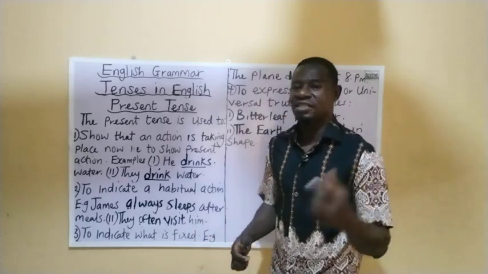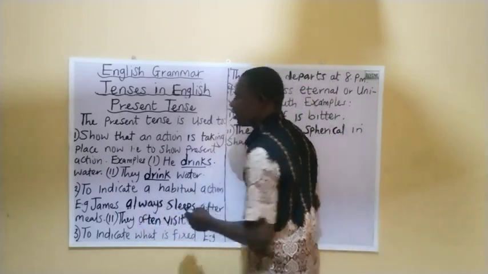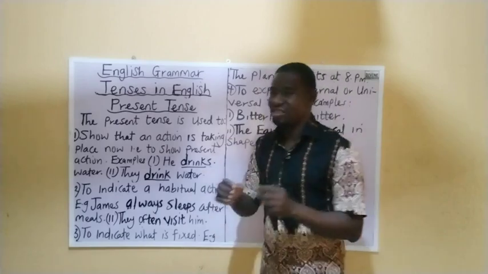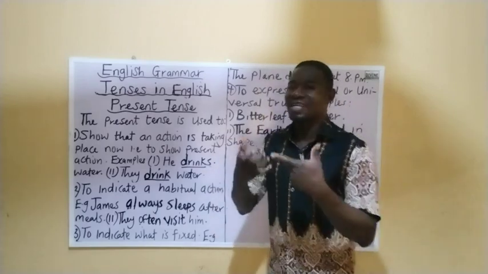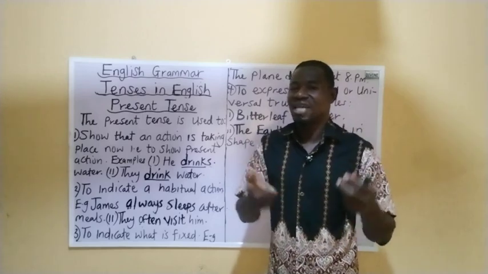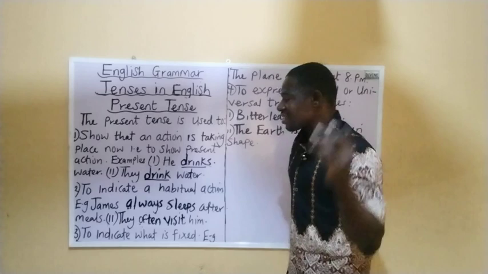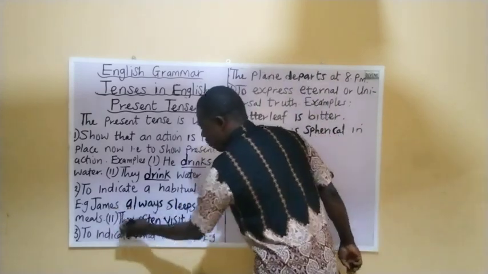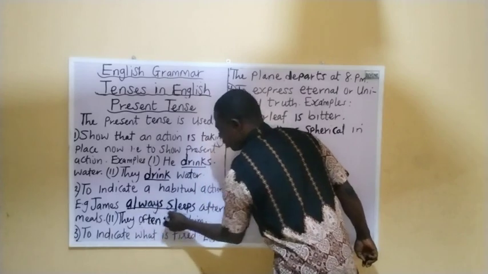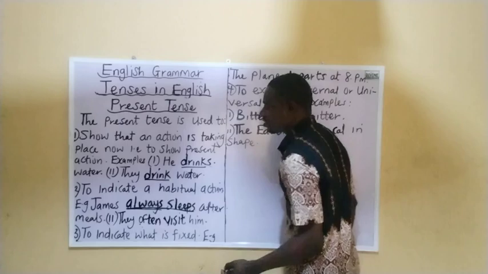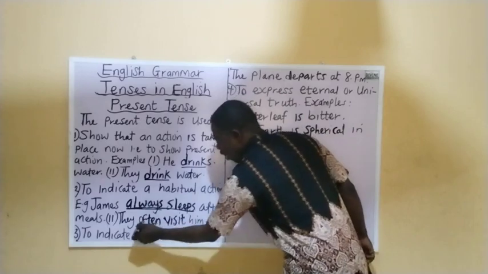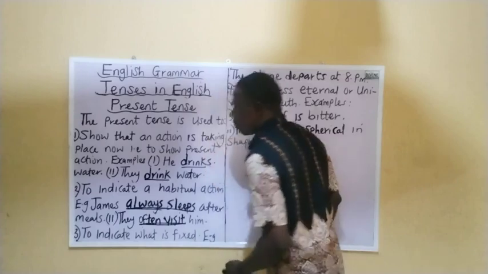Another use of the present tense is to indicate a habitual action. In other words, a routine behavior. One interesting thing about tense or verbs that show habitual action is that they are used along with adverbs such as often, always, sometimes, frequently, etc. Let's see some examples. Example 1. James always sleeps after me. Always sleeps here shows habitual action. It tells us that whenever James eats, he sleeps. Another example, they often visit him. Often visits here shows habitual action. Okay, fine, that's for that.